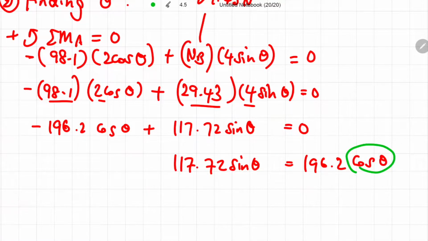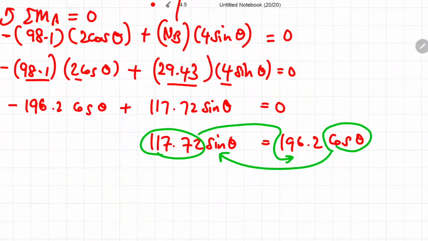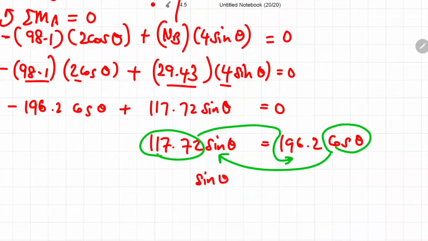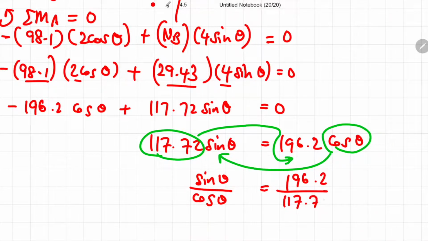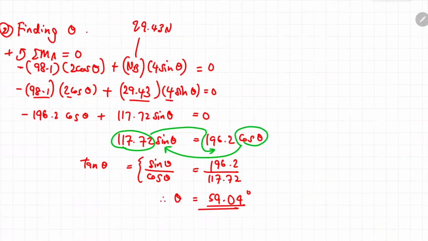Now let us bring this cos theta to the left side by dividing, and also the 117.72 to the other side by dividing as well. So your equation becomes sin theta divided by cos theta equals 196.2 over 117.72. You know sin theta divided by cos theta is equivalent to tangent theta. So theta can be easily calculated by using the inverse tangent of the fraction 196.2 over 117.72. You will get the magnitude of the angle to be 59.04 degrees. Okay, done.